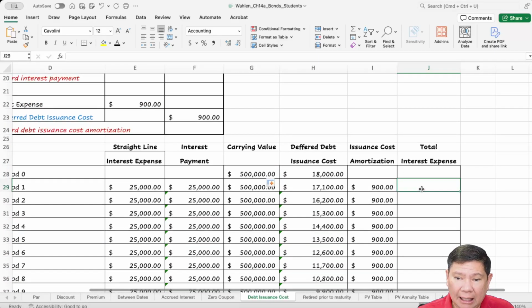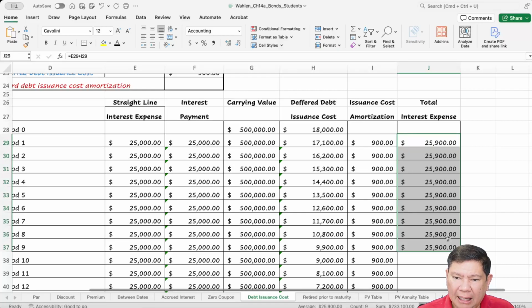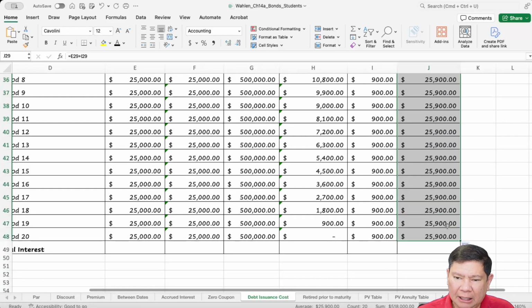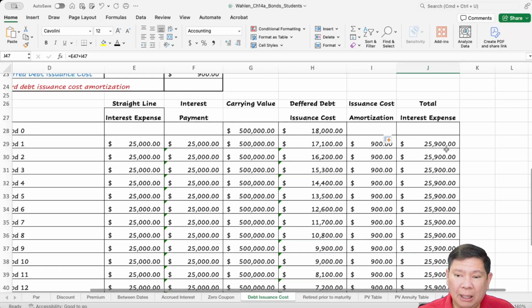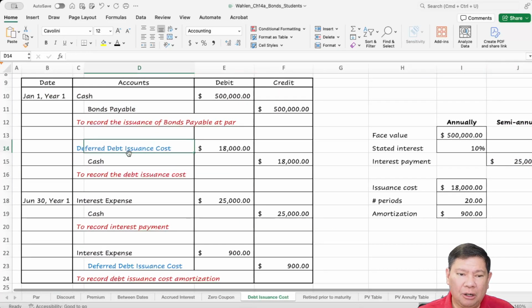So the total interest expense is going to be the 25,000 from the coupon and the $900 for the amortization of debt issuance costs. So you see that the interest expense every year is going to be $25,900. So that's the treatment for this debt issuance cost. We have to amortize it, and then every period we have to recognize interest expense for that amortization.